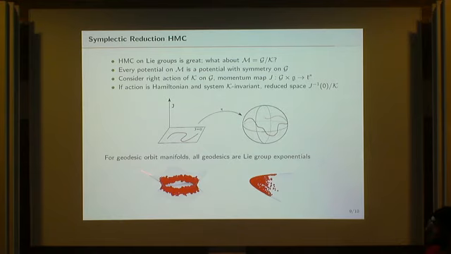And essentially for any geodesic orbit manifold, you can use the fact that your geodesics are given by the Lie group exponential. You take the Lie group exponential of something in the algebra, which is a vector space, and then you reduce, and you have a genuine Hamiltonian system on your sphere. You can see here, even for hyperbolic spaces, we stay exactly on the manifold without any constraint.